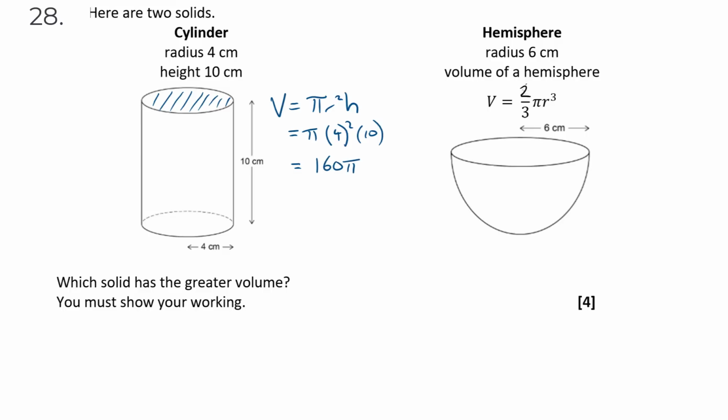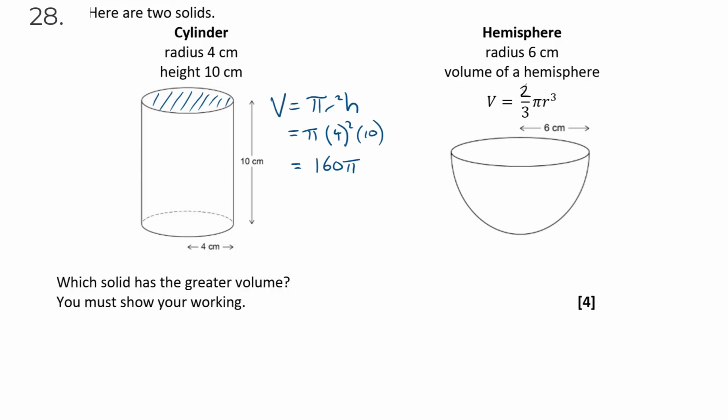I just need to compare it with the hemisphere calculation, and that's also got a pi in it. So I can just compare the coefficients of pi then, can't I? There's no point in multiplying it by a really horrible 3.14 or whatever. So let's just leave it as 160 pi.